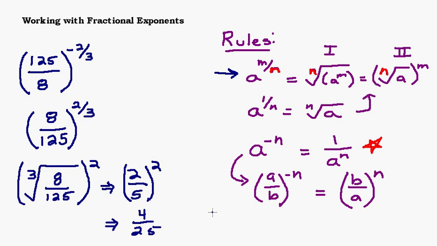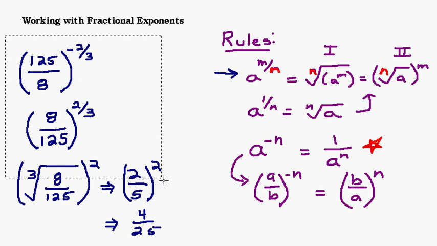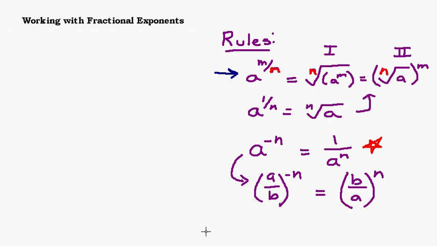All right, let's have you try one of these, and then we'll check your answer and call it a day for this video. How about 64 over 81 to the negative 3 halves. So pause the video, give that a try, and when you're ready, go ahead and hit play.